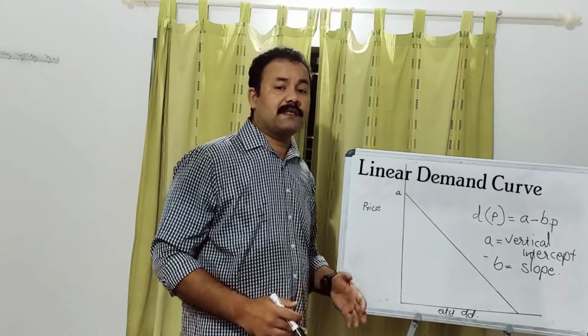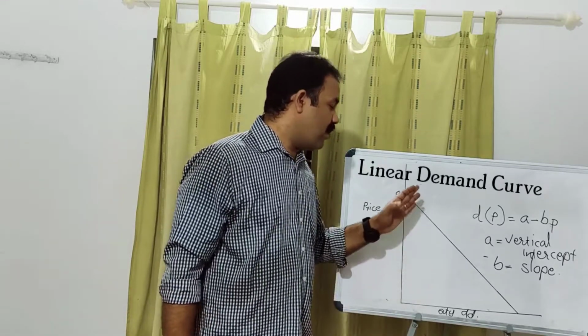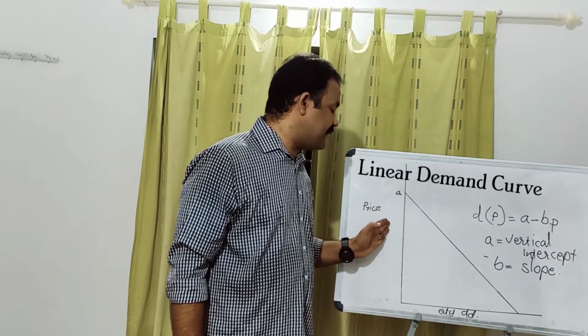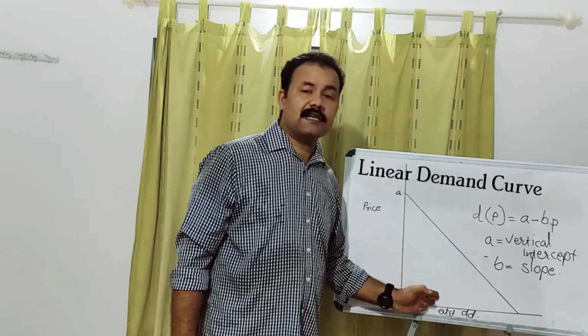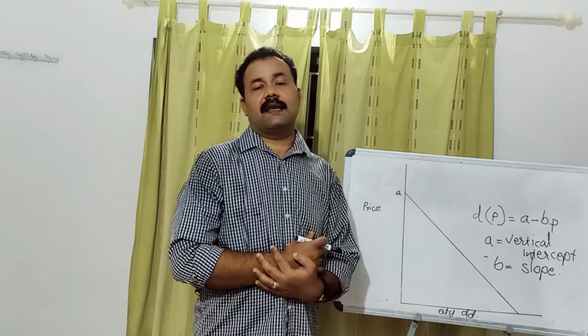Here the slope is always negative. Why? There exists an opposite relationship between price and quantity demanded. That is why the slope is always negative.